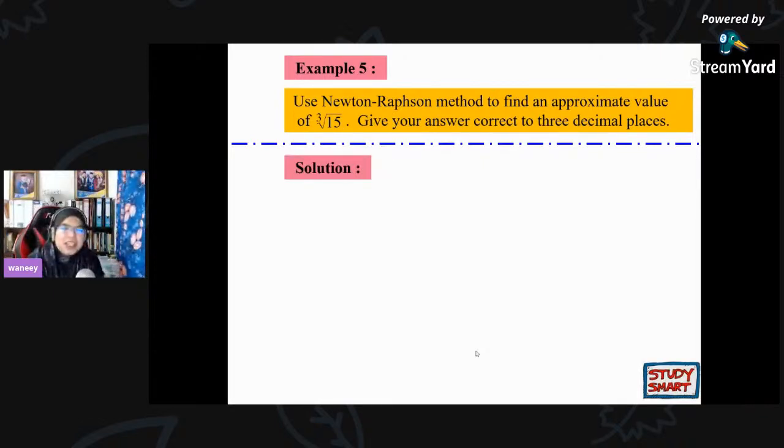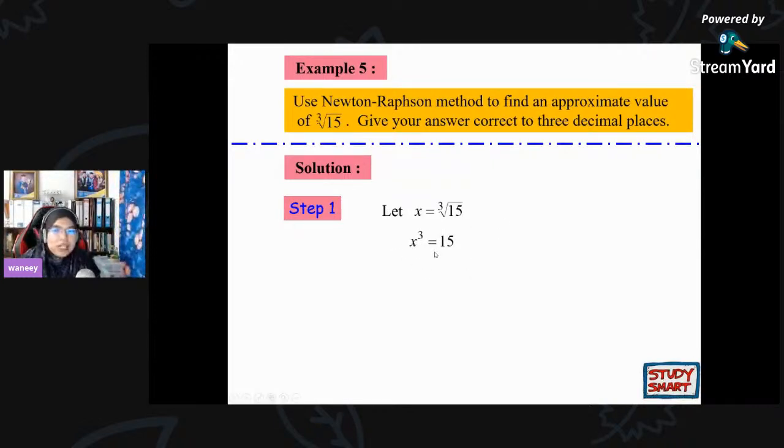So basically, we don't have our f(x), right? So we need to know what is the value for f(x). We want to approximate the value for the cube root of 15. So you can actually write down the x. Let x equal to the cube root of 15, and then you're going to cube both sides. So we are going to get x cubed equal to 15.